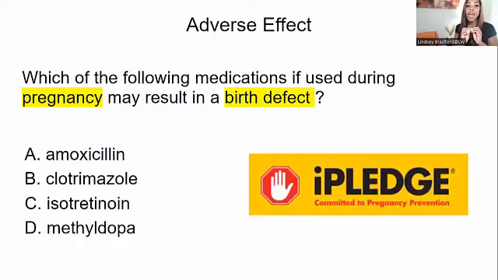It says, which of the following medications, if used during pregnancy, may result in a birth defect?